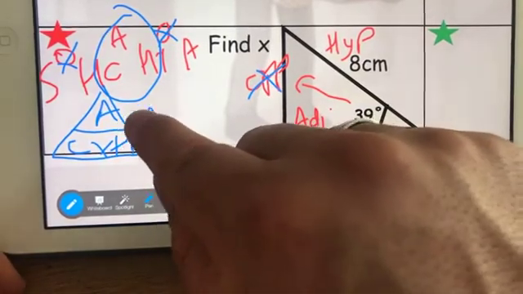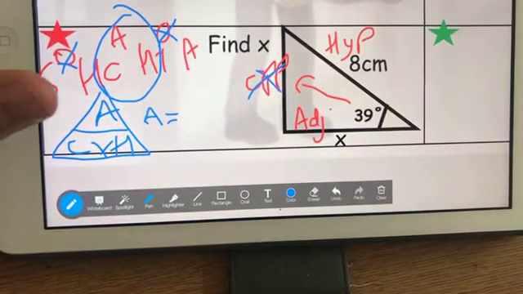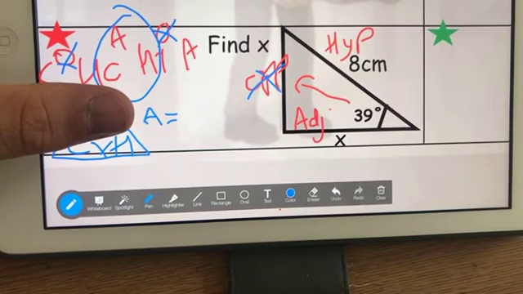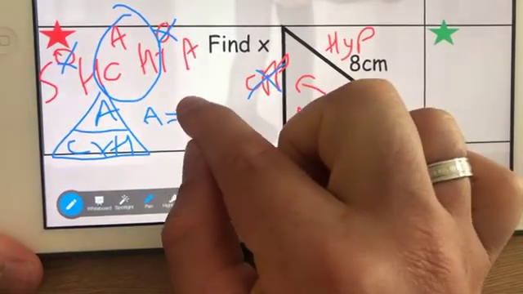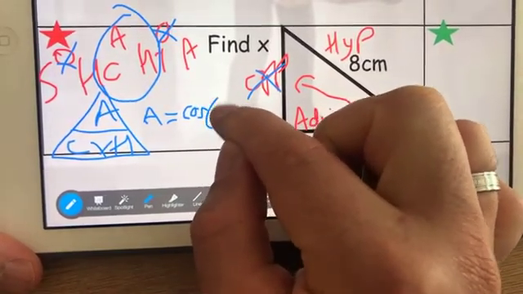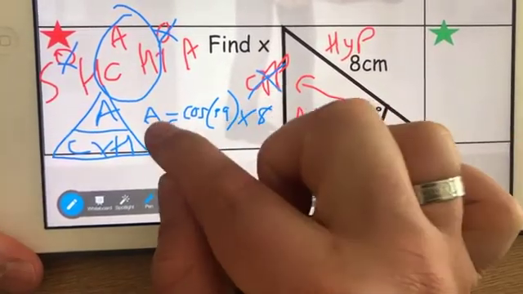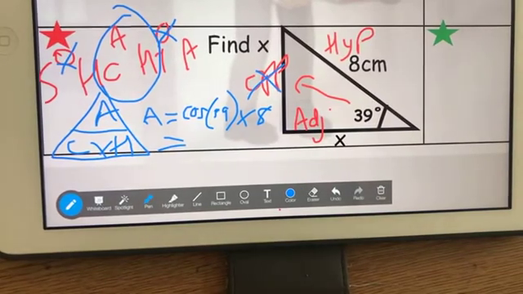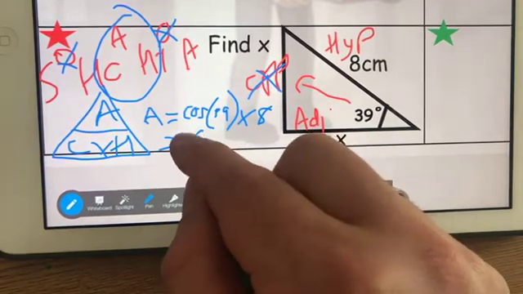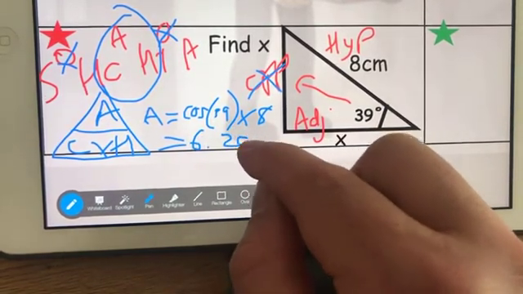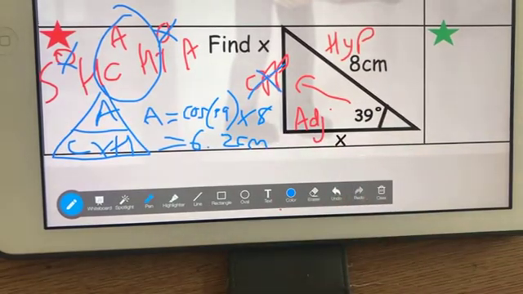Once you're there, I want to find what A is, so I'm going to write A equals, or it's the same as x equals. If I cover that with my thumb, my working out is cos of whatever the angle is times by h. So it's cos 39 times by h, which is 8. All of that goes in your calculator. Make sure you close the bracket after the 39. I get 6.2 centimeters for side x on the bottom. If you wrote 6.22, that would be the same as well.